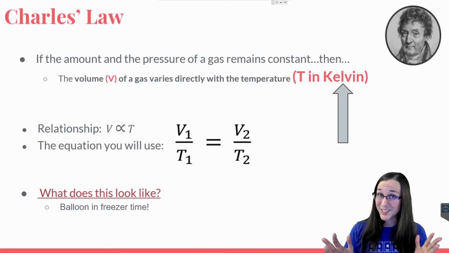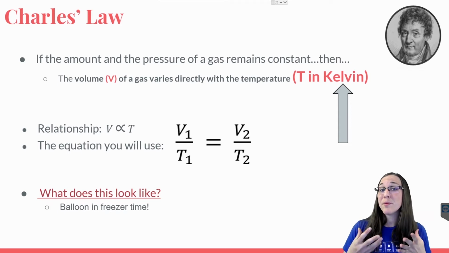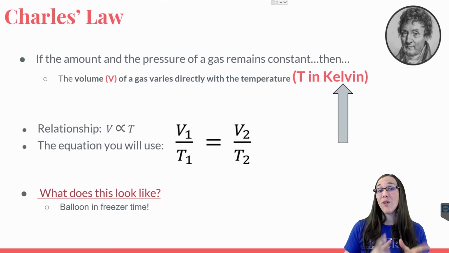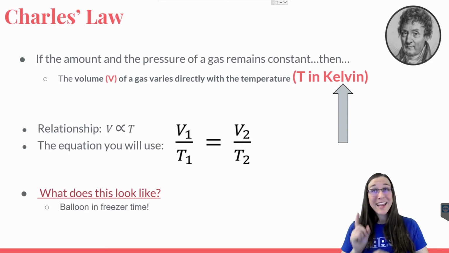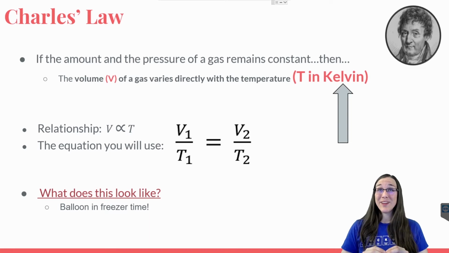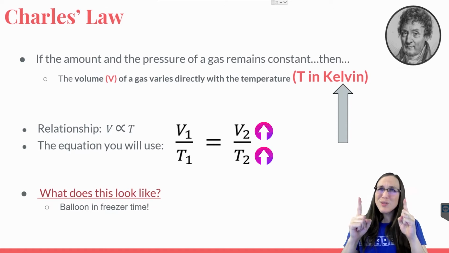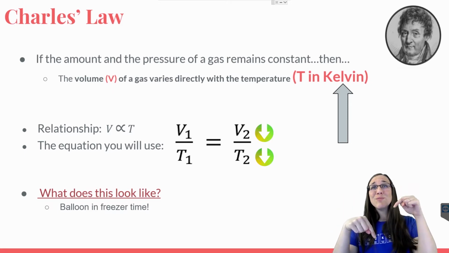Let's move on to Charles' law then. If we're assuming now that the pressure of a gas remains constant and the amount of gas present remains constant, we can say that the volume and the temperature in Kelvin are going to vary directly. That means that as volume goes up, temperature goes up. You could also say that as temperature goes up, therefore volume goes up. And if temperature goes down, volume goes down.